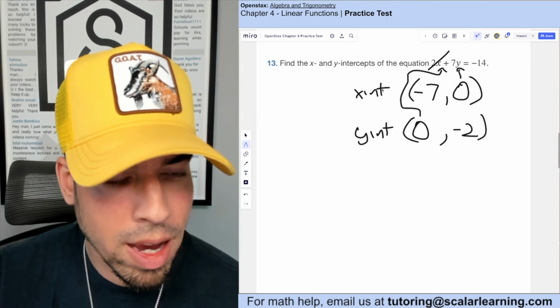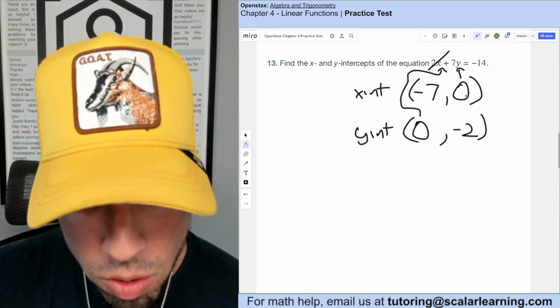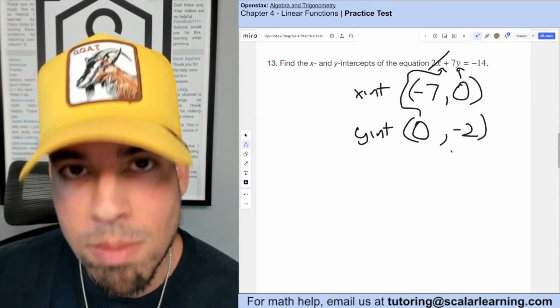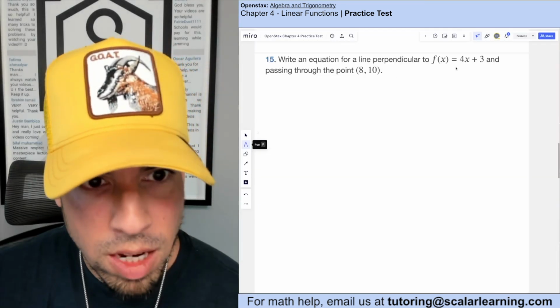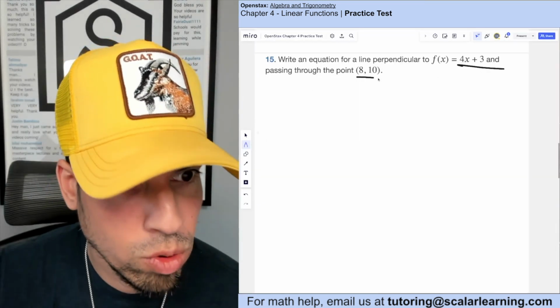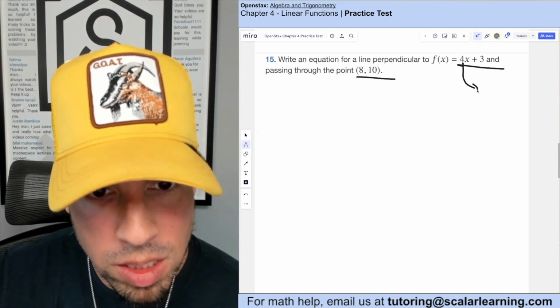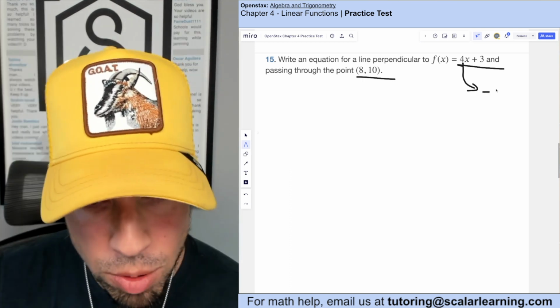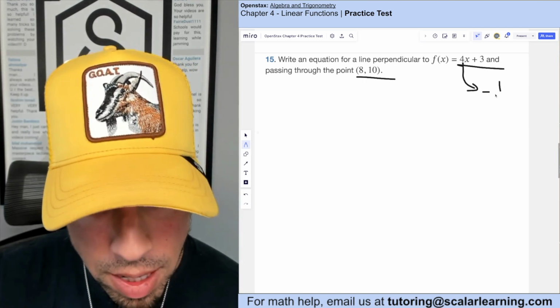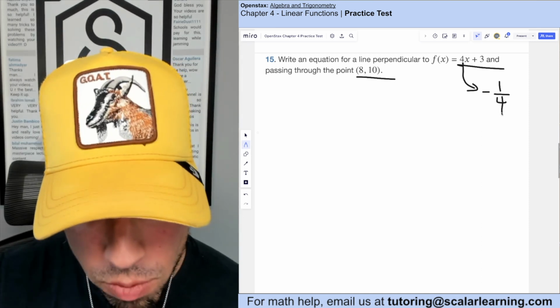So there are my x-intercept and y-intercept. (-7, 0) x-intercept, (0, -2) y-intercept, boom, done. Write an equation for a line perpendicular to this passing through (8, 10). So perpendicular means the slope is the opposite reciprocal, meaning that's positive, so it's going to be negative. That's 4 over 1, so it's going to be negative 1 over 4.